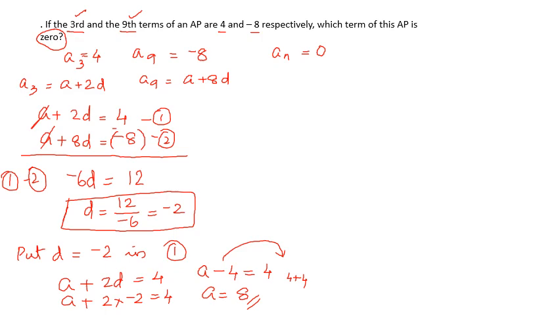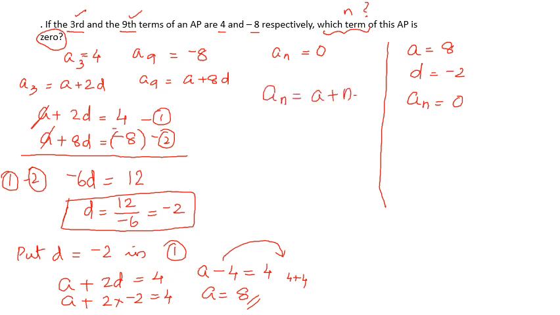Now what do we get? Tell me. We got A equal to 8. D equal to minus 2. An equal to 0. Now what is it that you have to find out? Which term is asked? That is you have to find n. How will you find? An equal to, very good. An is given as 0. 0 is equal to 8 plus n minus 1 into d, d is minus 2. So you get this equal to 8 plus 8 minus 2n plus 2.